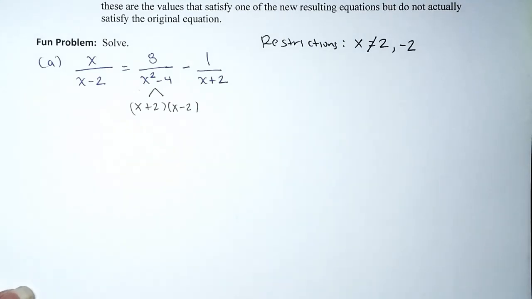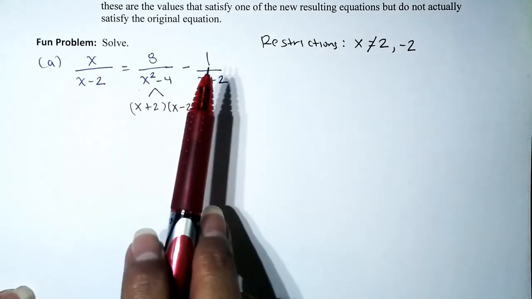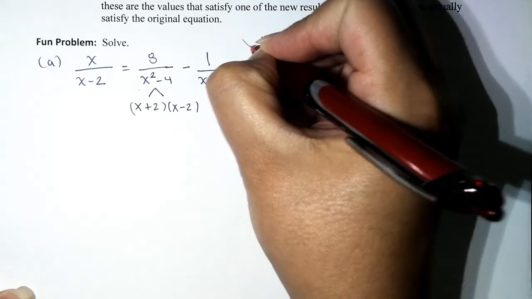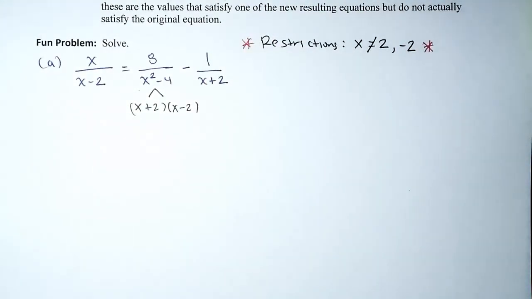Now, bear in mind that the directions just read solve. It doesn't say list the restrictions on the variable, but because we're overachievers, we want to make sure we don't get dinged. The worst thing you can do to yourself is do all the algebra correctly, but you still get it wrong because you failed to watch out for restrictions on the variable.